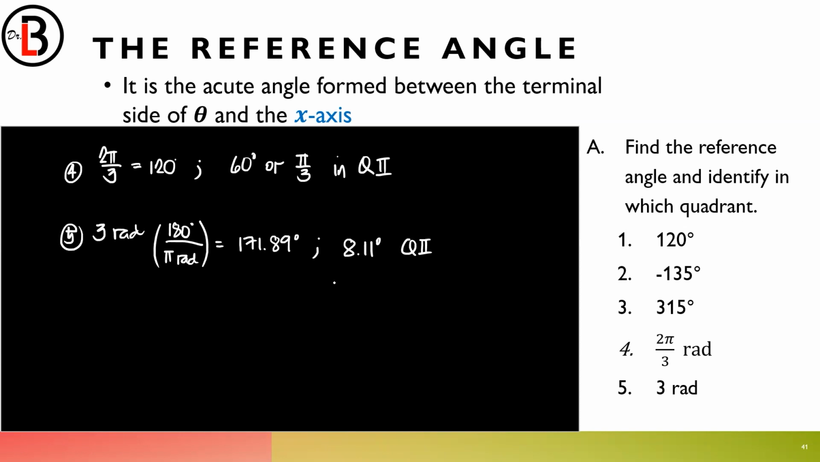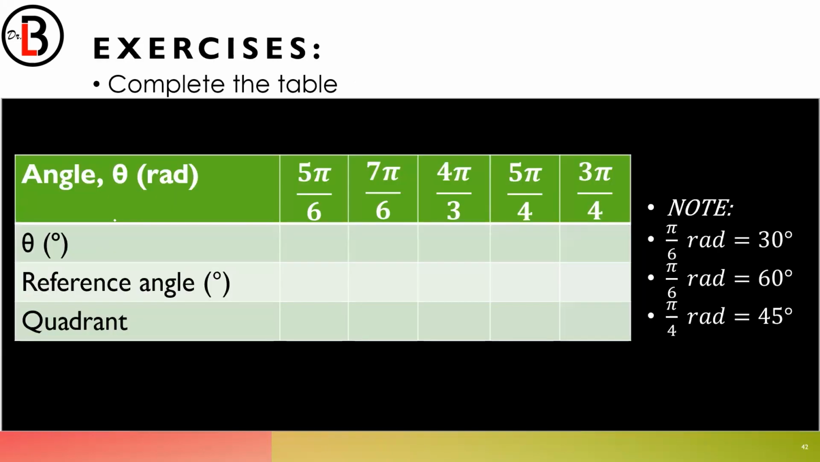It's 8.11 degrees in quadrant number 2. Very good. So that is how we change it. All right. So here, let's continue answering. The angle in degrees is, so this is 30 degrees times 5. So am I correct in saying that this is 150 degrees?